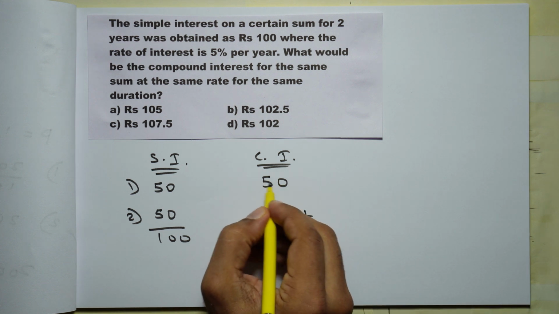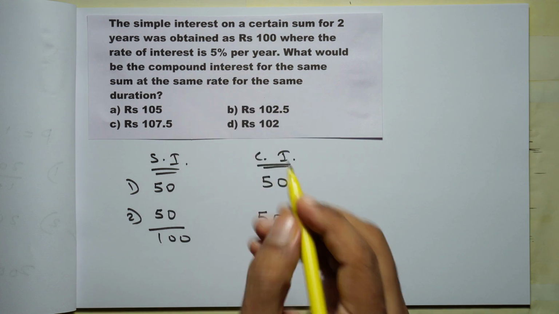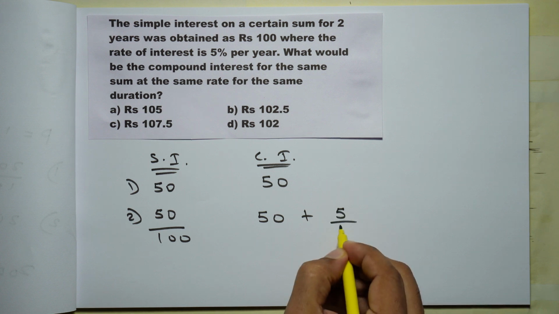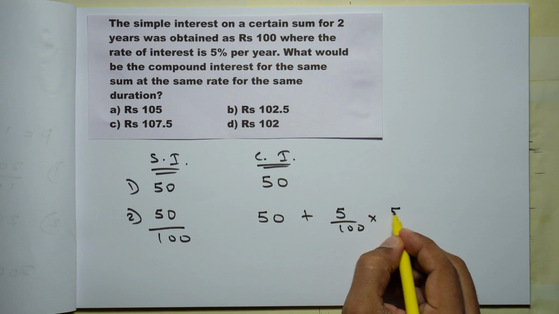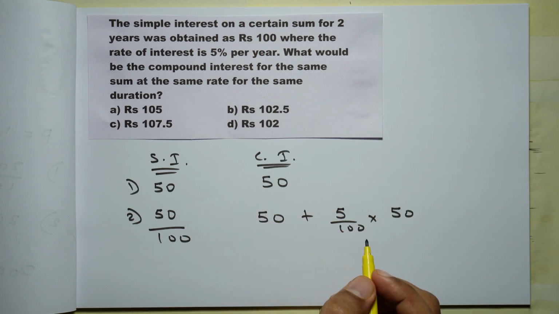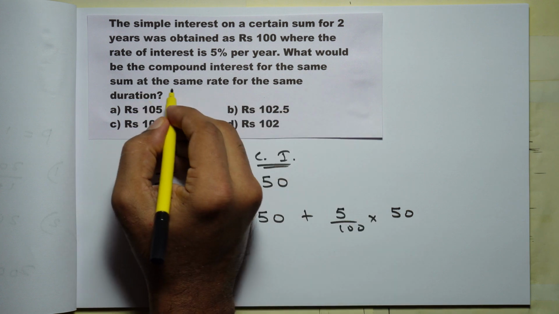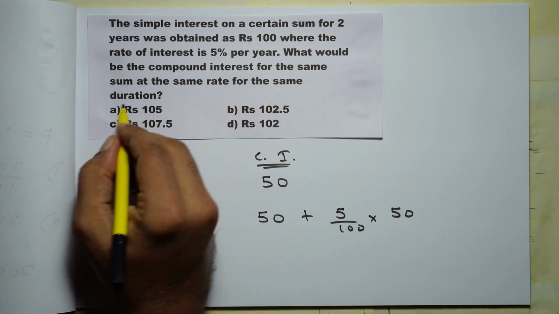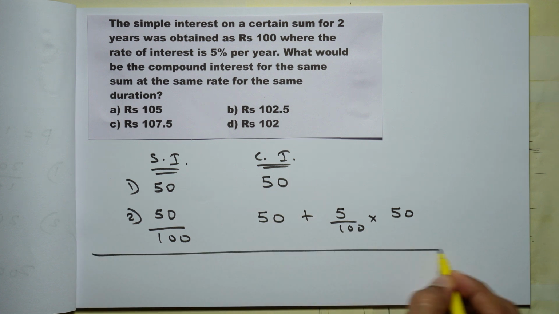So you will be getting R% of this 50 also. Now rate of interest is 5% per year. So extra that you will be getting is R% of first year's interest, R% of this 50 also you will be getting. Now the question is, what would be the compound interest for the same sum at the same rate for the same duration? That is a compound interest for 2 years. That is what we need to calculate.